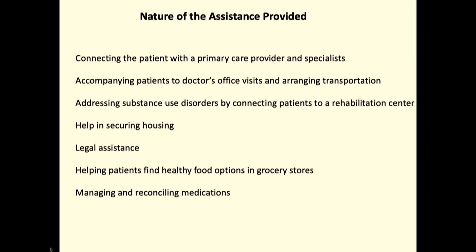I think I've probably mentioned what kind of help is provided. The help ranges very widely. It could be anything from providing housing. It could be connecting the patient with a primary care provider. It could be helping patients find healthy food options in grocery stores, managing and reconciling medications, because some of these patients have a lot of medications. So this is probably kind of implied: the intervention is highly tailored, highly customized to this patient's specific needs.